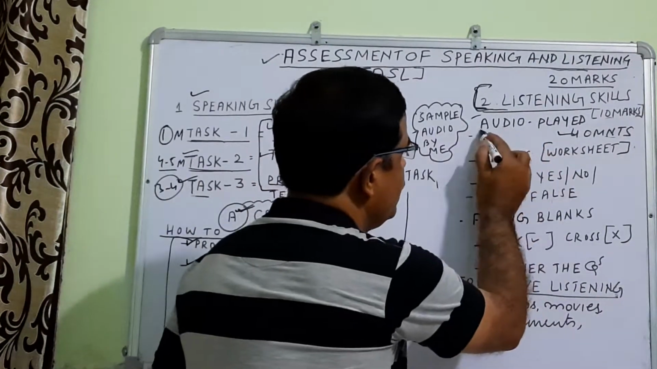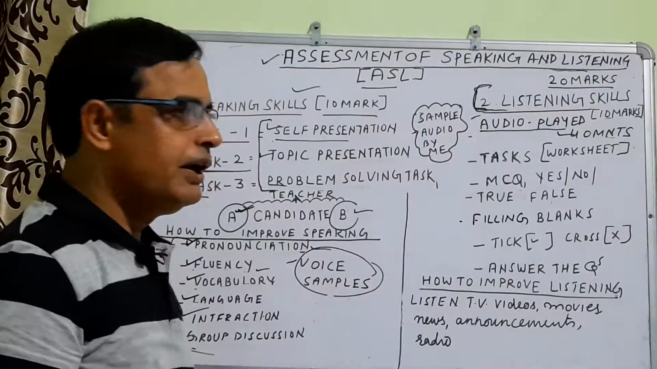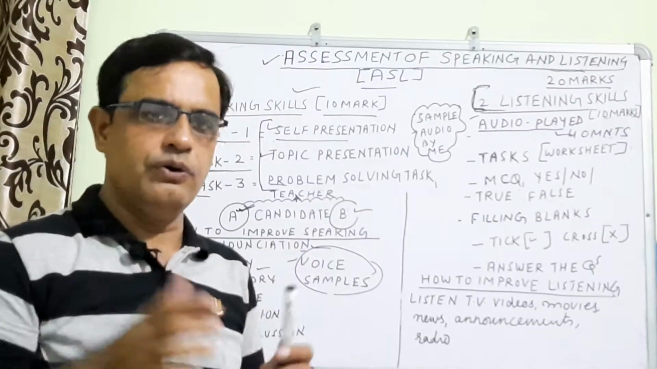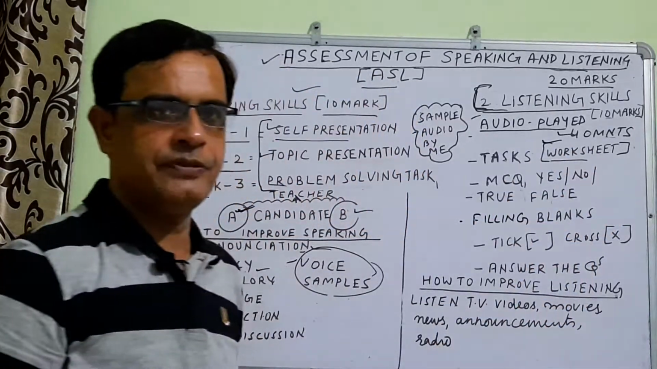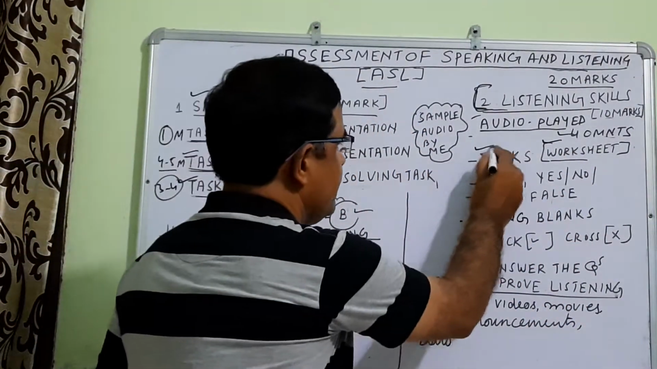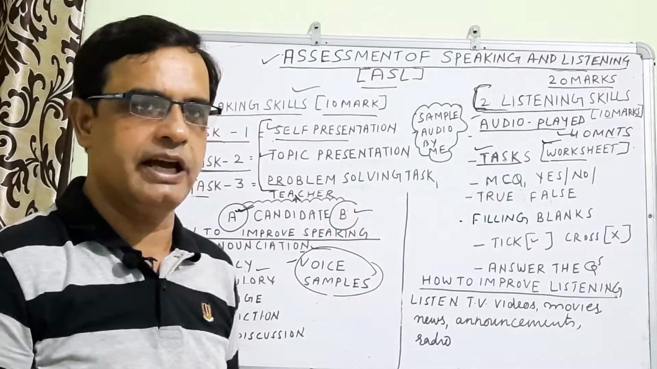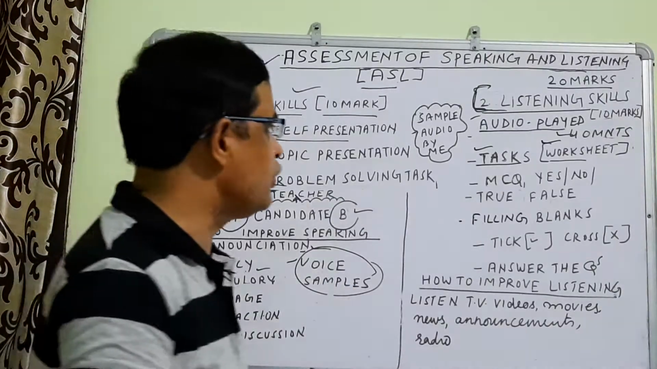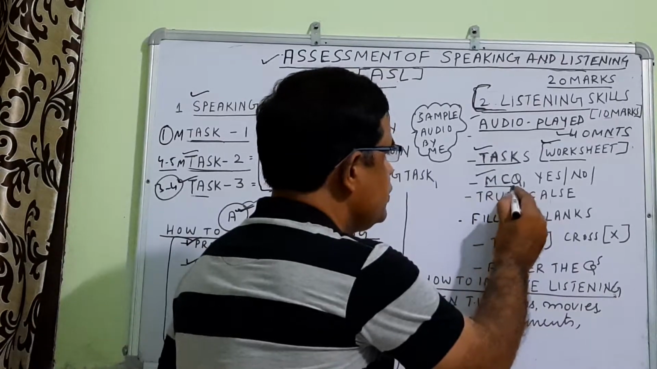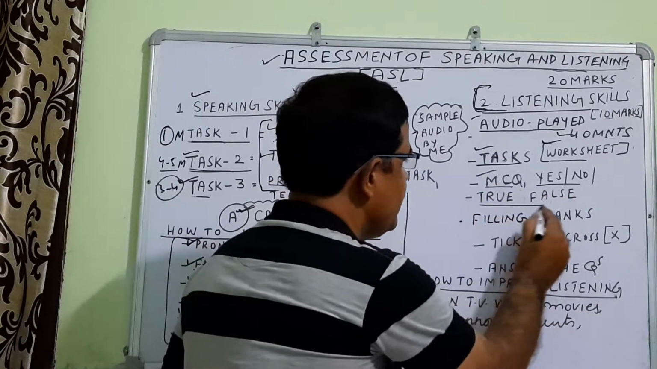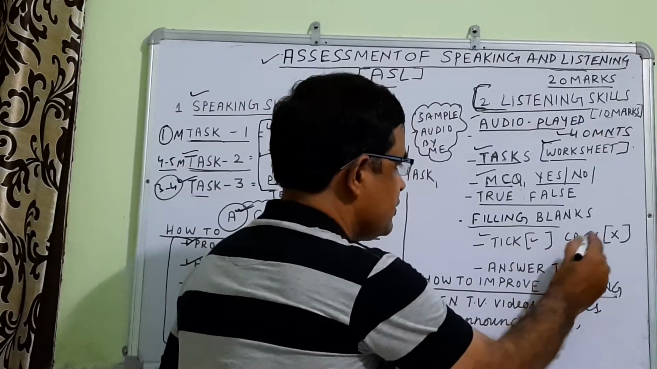A 40 minute audio will be played before the students, and students are silent listeners. And just before the audio, students are given a worksheet of 10 or 20 questions. There are 4 tasks in the worksheet, 4 passages, 4 dialogues, 4 conversations. On the basis of the 4 tasks in 40 minutes, various types of questions are assessed: multiple choice questions, yes or no questions, true and false questions, fill in the blanks and tick yes, cross.